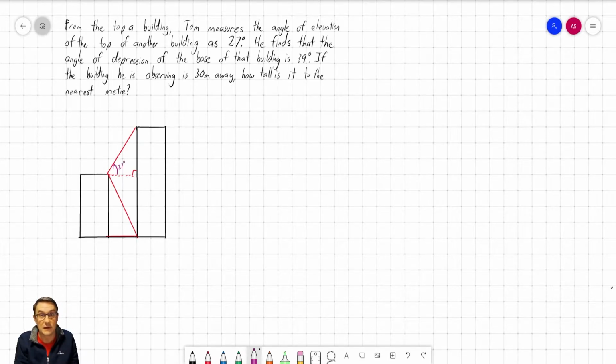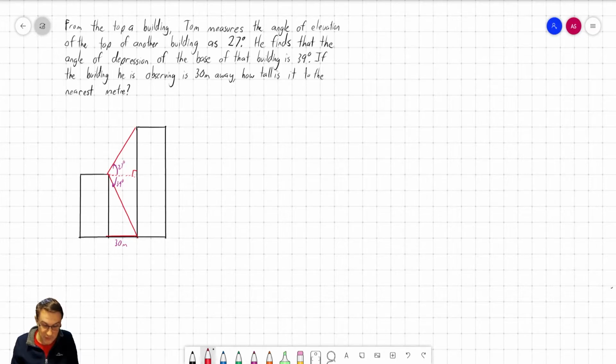Then we'll find that the angle of depression to the base of the other building is 39 degrees. So this is looking downwards now, so this is going to be the angle below that. That's going to be 39 degrees. We're also told that the building he observed is 30 meters away. So we can record that here at the base, but that also translates up to this dotted line, and we know the distance between those two buildings is 30 meters. What we're being asked to find now is how tall is it to the nearest meter.